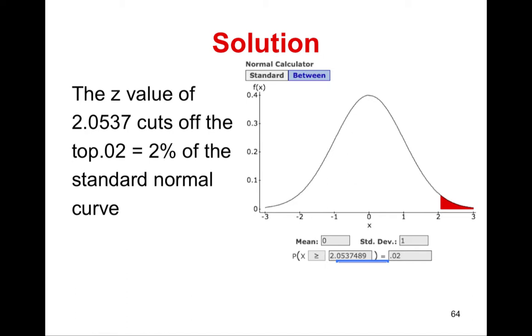To do this, we're going to use the normal calculator on StatCrunch. And this is how it works. We'd pull up the normal calculator, make sure it was set to standard. We would have the mean of 0 and the standard deviation of 1. And greater than means we want the top 2%, not the bottom 2%. And we would set the area equal to 0.02. And the calculator reports back a z-score of 2.0537.